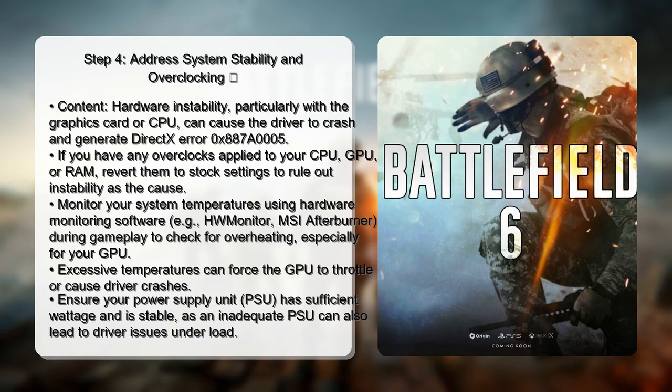Step 4. Address system stability and overclocking. Hardware instability, particularly with the graphics card or GPU, can cause the driver to crash and generate DirectX Error Name. If you have any overclocks applied to your GPU or RAM, revert them to stock settings to rule out instability as the cause. Monitor your system temperatures using hardware monitoring software. Monitor MSI Afterburner during gameplay to check for overheating, especially for your GPU. Excessive temperatures can force the GPU to throttle or cause driver crashes. Ensure your power supply unit has sufficient wattage and is stable, as an inadequate one can also lead to driver issues under load.